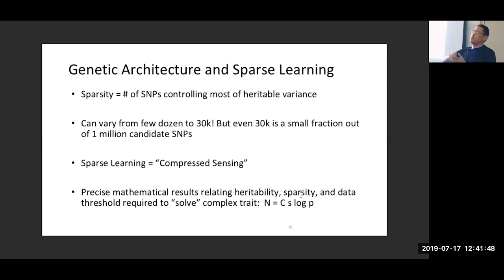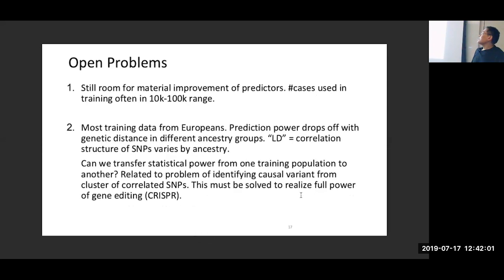So I can predict how much more power and how much better these nonlinear curves will be if you give me an extra 100,000 people with diabetes or an extra 100,000 people with breast cancer, and just let me do inexpensive genotyping on them. So, okay, what are some open problems here?